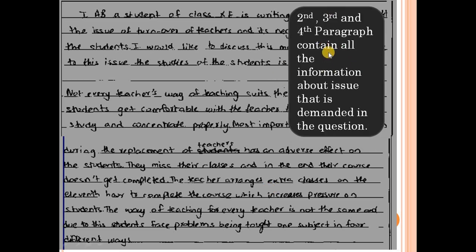Now see, I have just given this a short note. Second, third and fourth paragraphs contain all the information about the issue that is demanded in the question. As we know, in the question, the last 3 points that were discussed were all about that information. Actually these last 3 points would lead the student to collect all the information relevant to the question. So these 3 paragraphs would have all the information related to the given points.